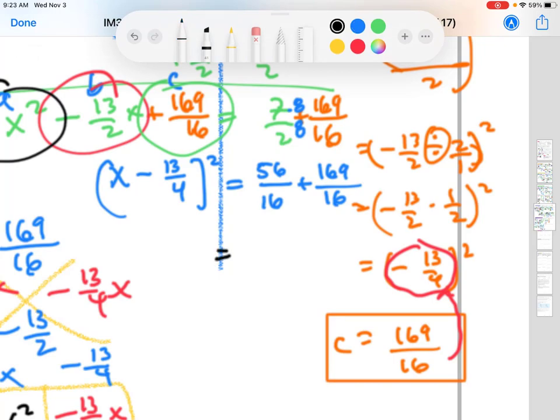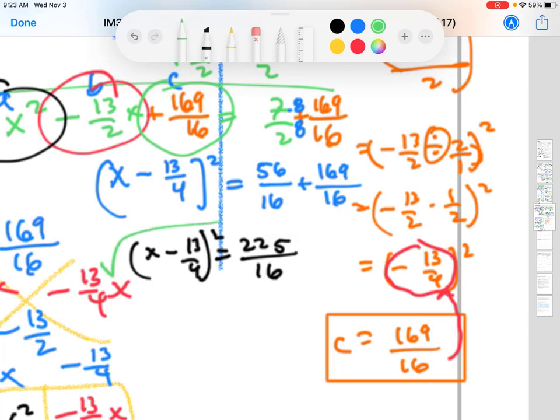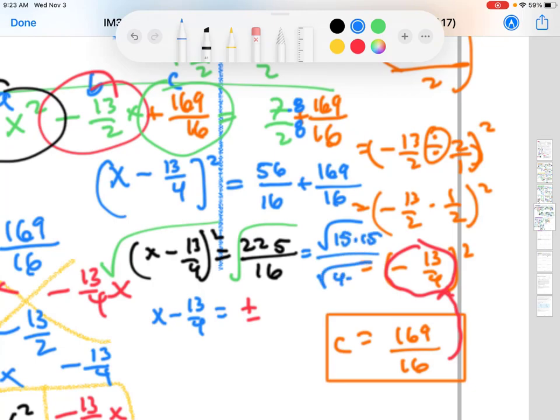Okay, so this will become 225 over 16. And then this is the same. That's a 13. Let's take the square root. Square root property. Remember, you have a plus or minus. X minus 13 over 4 equals the square root of 225, which is 15, and 16 is 4 and 4. So that would be 15 over 4.